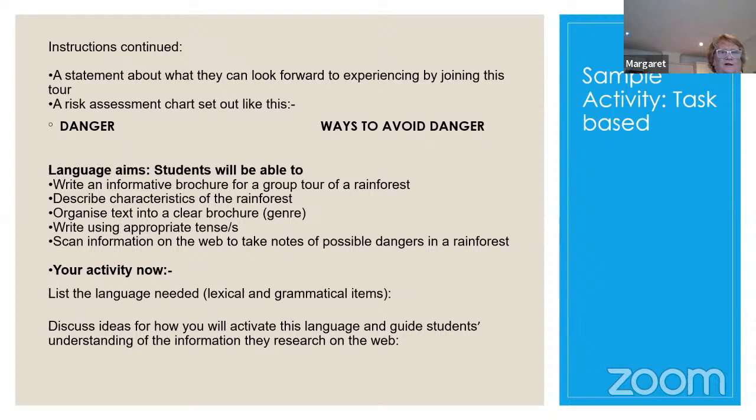Write an informative brochure for a group tour of a rainforest. Describe characteristics of the rainforest. So that's your discourse level. Organize the text into a clear brochure. Again, discourse level. Write using appropriate tenses, sentence level, grammatical knowledge. Scan information on the web to take notes of possible dangers in a rainforest.